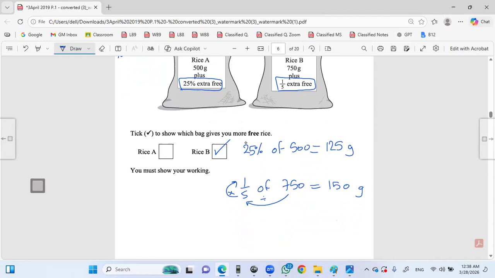You must show your working. Here it is. This is your working. Okay?